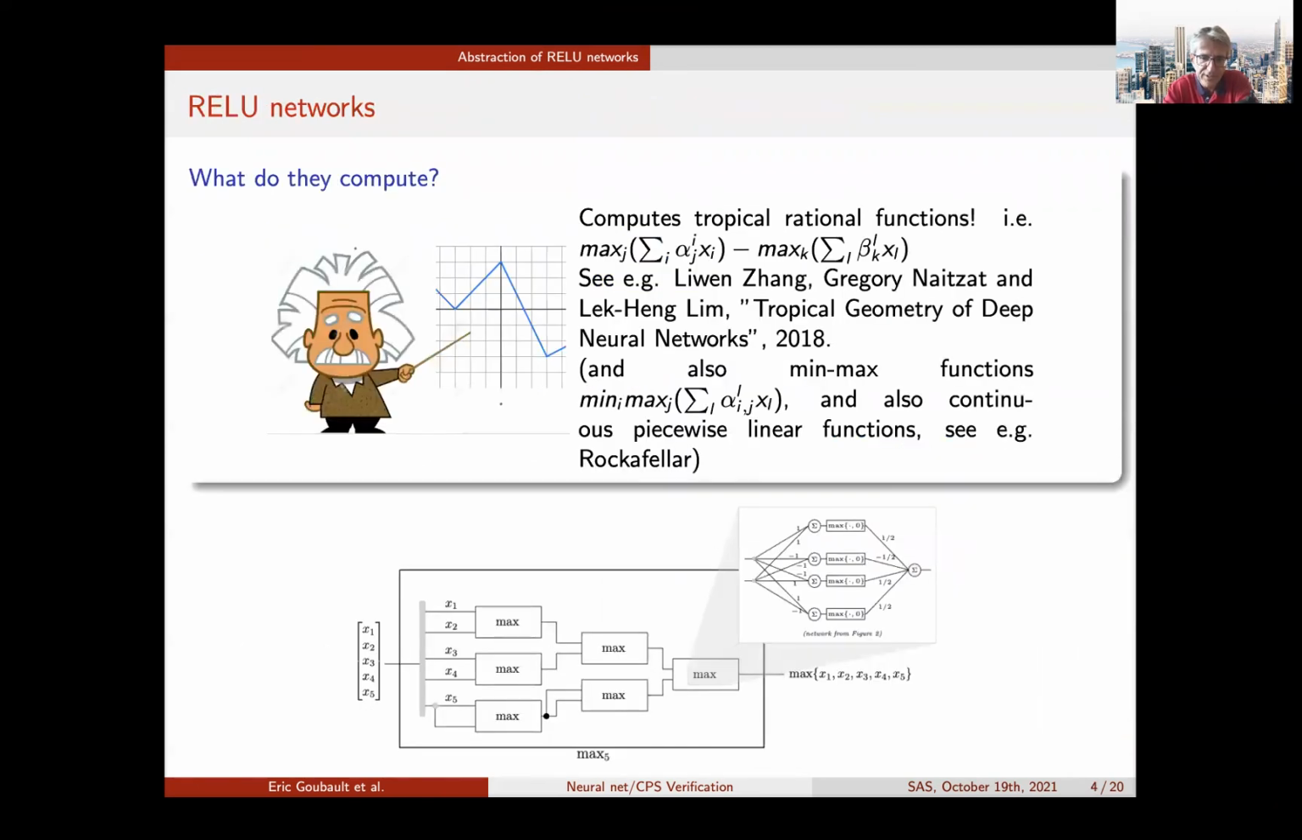So if you really think about what these neural nets are computing, of course, it's reasonable to change point of view and use tropical arithmetic, because they are particular rational functions when you use tropical arithmetic, so that you can further abstract these rational functions by linear tropical functions or polynomial rational functions in a neat way.